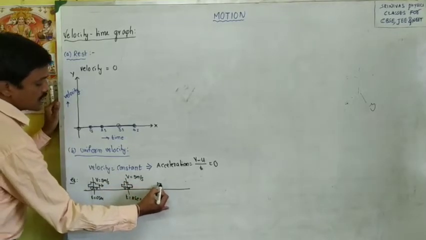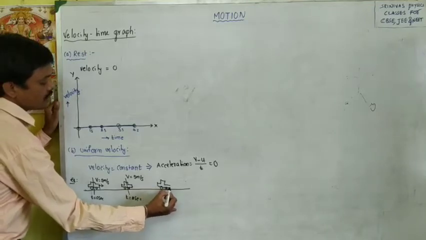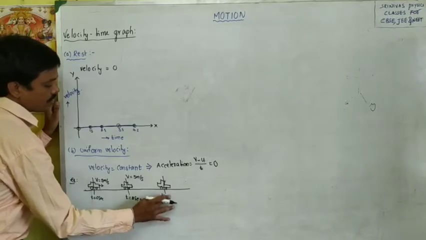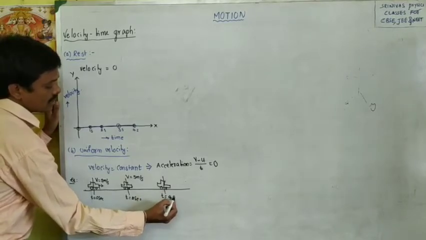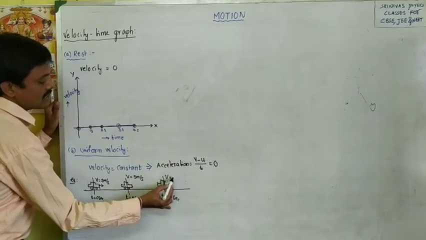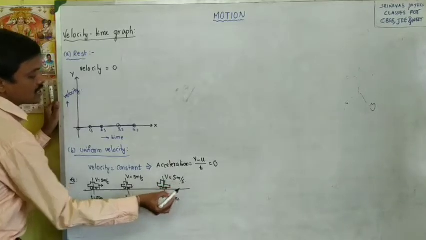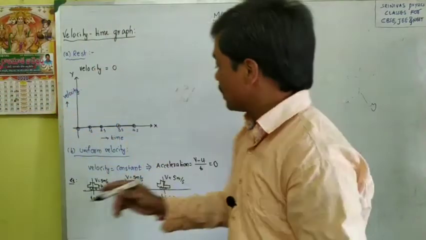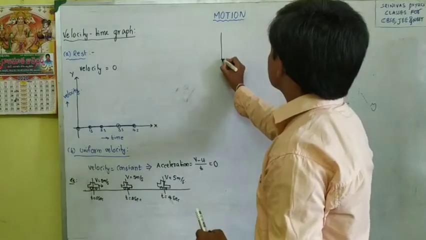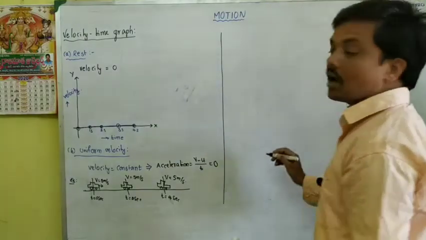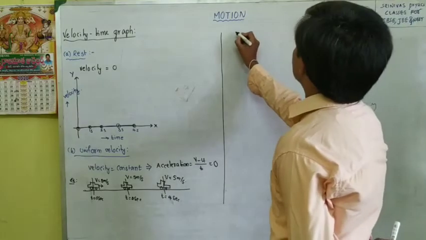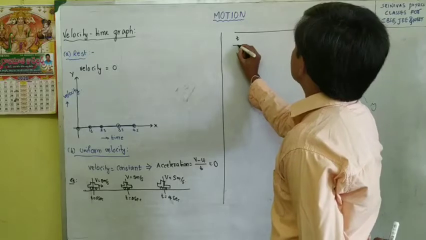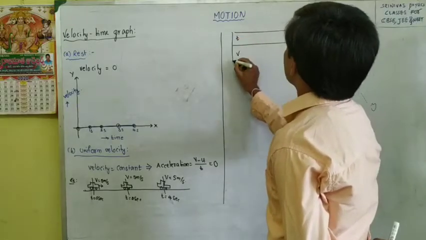Now after 4 seconds we find its velocity, as an example. Here it has a velocity of 5 meter per second. That means its velocity is not changing with time. The time is increasing but the velocity is the same. Now, how will the graph be for this? Let us take the values. The time is on the x-axis and velocity is on the y-axis.